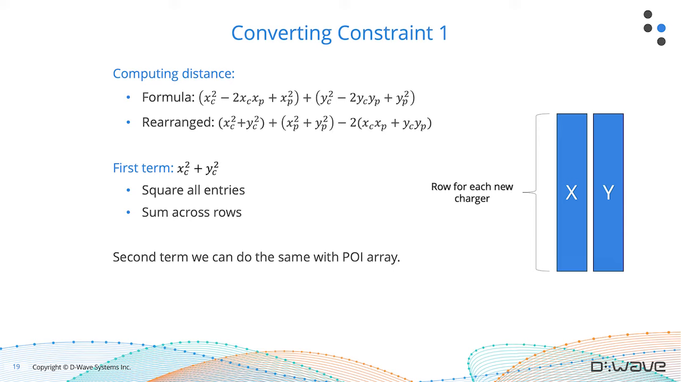So that formula for computing the distance, here I'm using subscript C for charger and subscript P for point of interest. The first line formula is exactly how it was written in the code. I did the X for the charger minus X for the point of interest squared. When you square that out, you get this polynomial, and same for the Y's. Now I'm just going to rearrange that a little bit so that I can get a handle on this more easily with these matrix operations.